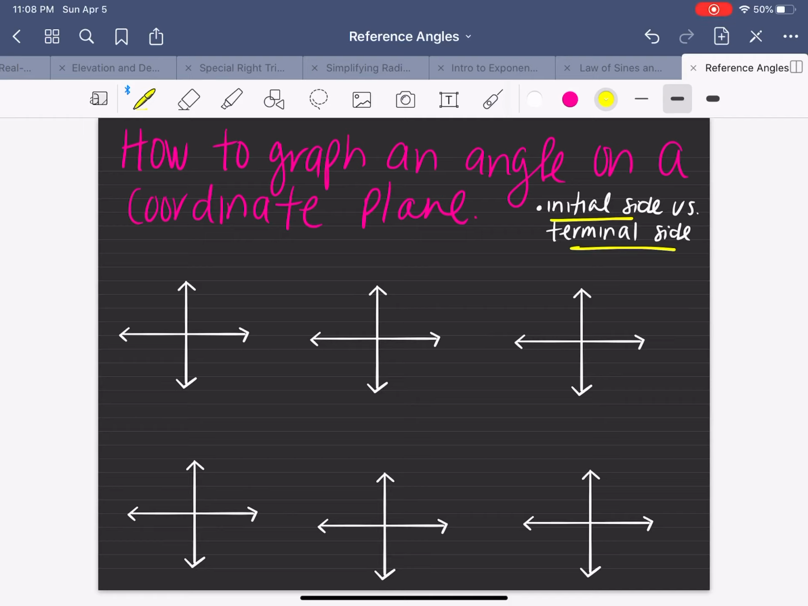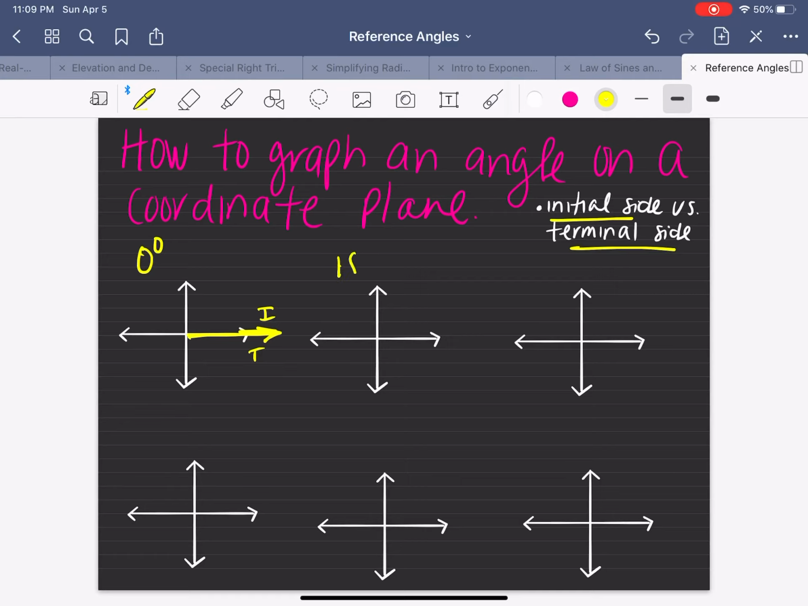So let's graph the following. Let's start with graphing 0 degrees. To graph an angle, you always start at the positive x-axis. So here is our initial side. We always start angles right here. And if the angle is positive, we rotate counterclockwise. Notice that it is 0 degrees. Therefore, we do not move at all. So that initial side is also your terminal side since it's 0 degrees.